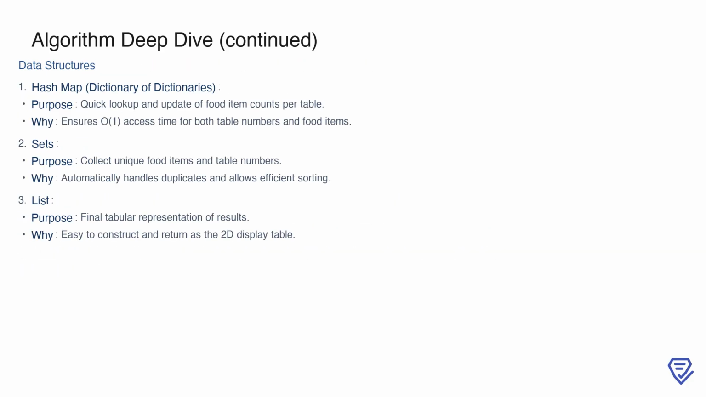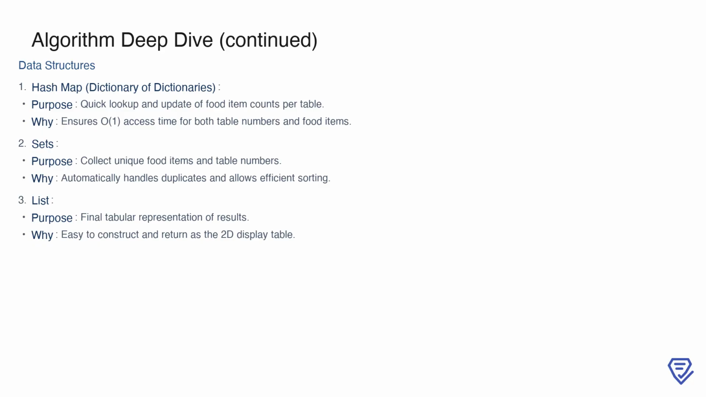Let's take a moment to review the data structures used in this algorithm and understand why they are well suited for this task. First, we use a hash map, specifically a dictionary of dictionaries, to track food item counts for each table. This structure provides O(1) access time for both table numbers and food items, making it very efficient for updates and lookups. Next, we use sets to collect unique food items and table numbers. Sets are ideal for this purpose because they automatically handle duplicates and allow for efficient sorting.